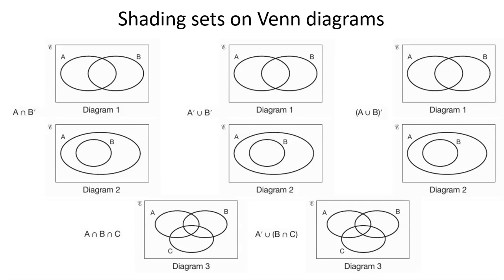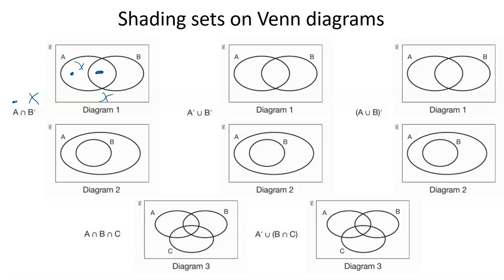So I've got 8 examples. Let's crack on. For diagrams 1 and 2, I'm going to do the same one 3 times. So here, A intersecting B not. I'm going to put a dot for everything that's A and a cross for everything that's B not. Both of those areas are in the A circle. B not is outside of the B circle, and also this bit of A is outside the B circle. They're both the areas that are not B.